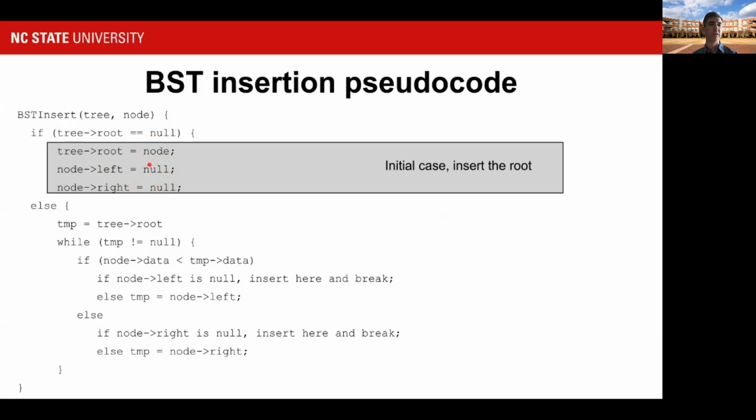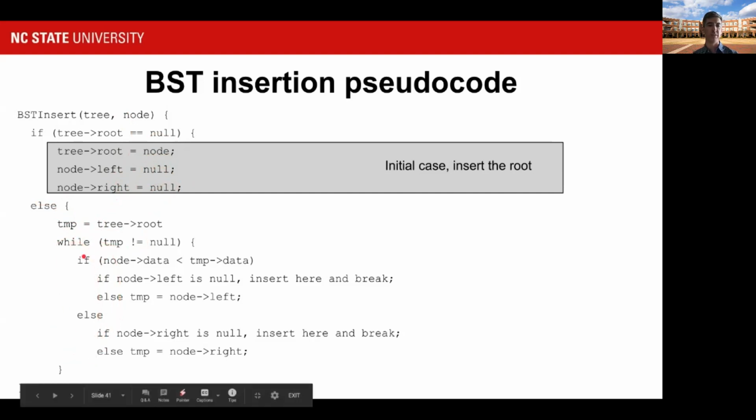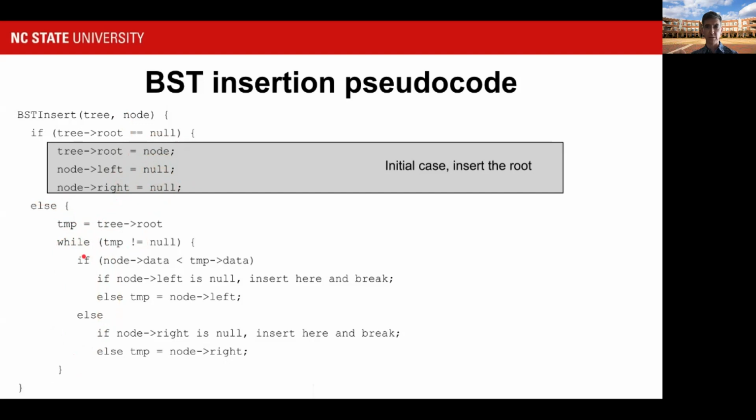I just stop. Okay, but if I insert a node and there is already something in my tree, then what I'm going to do is something that looks a lot like a search. I'm going to get a temporary pointer and point it at the root of my tree. Then I'm going to have this while loop that loops down over the nodes of the tree looking for where my new node could belong.